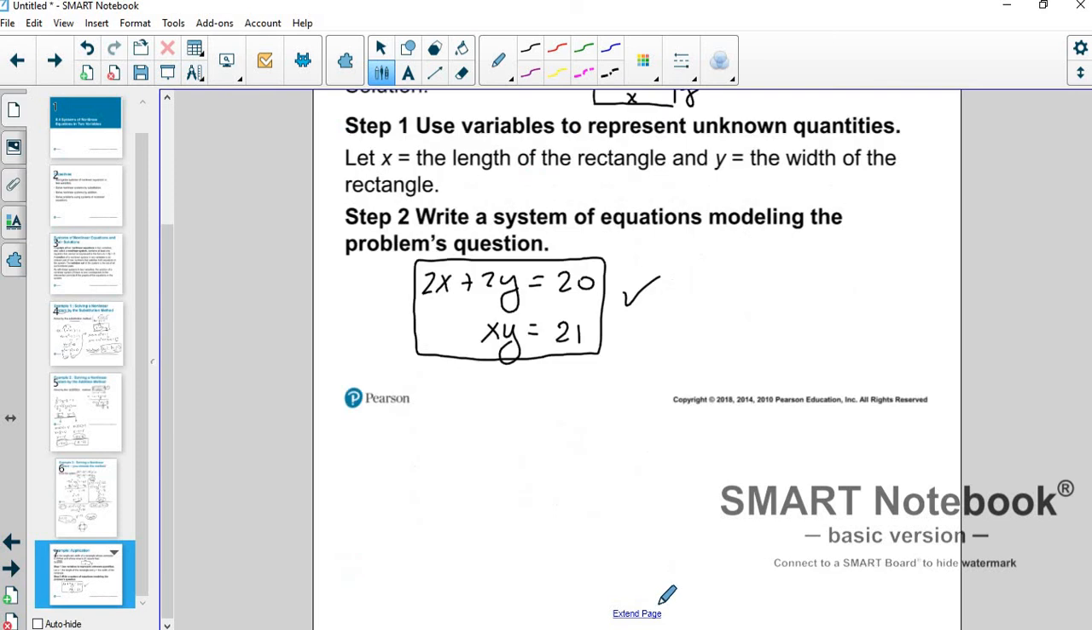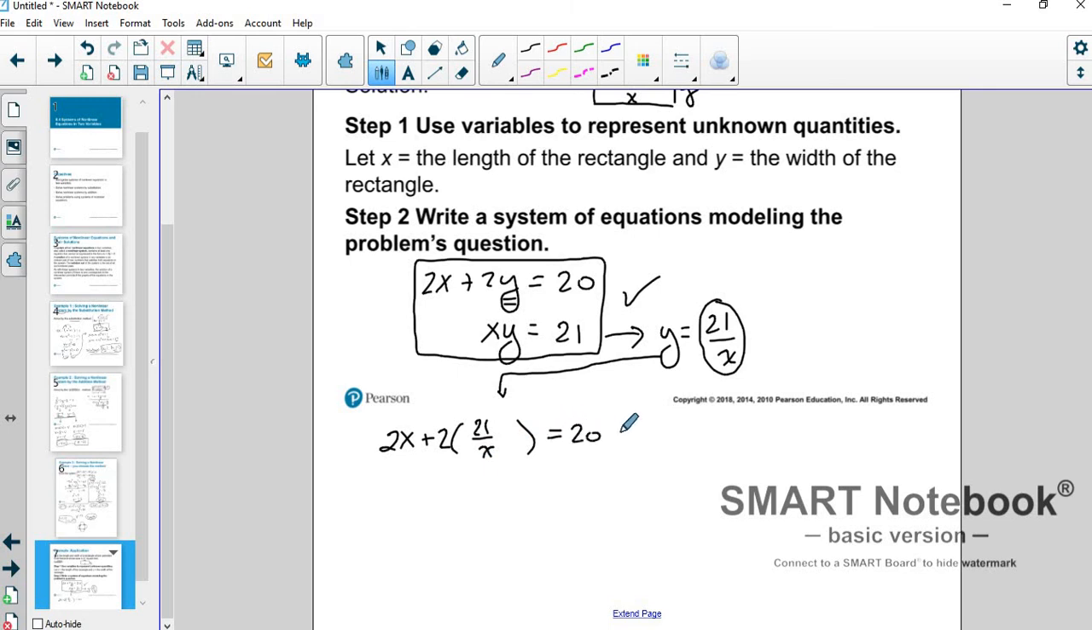Okay? So in this case, this is an example of where you can't do addition. Addition will not work here because this is xy and this is 2y. They don't cancel out, and this is x. You can't do it. So we've got to do substitution. I'm going to solve for y, divide both sides by x, and you get y equals 21 over x. And then I'm going to substitute that in here. So I have 2x plus 2 times y. This is y, so drop it in, 21 over x. And that equals 20. So 2x plus 2 times 21, which is 42 over x, equals 20.